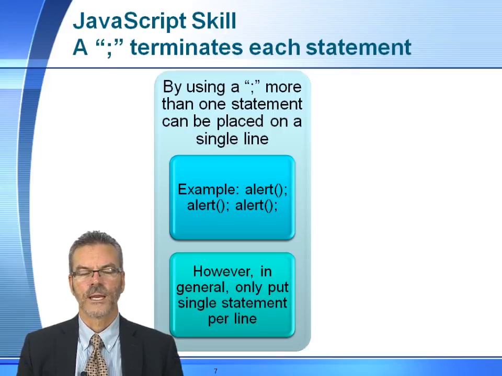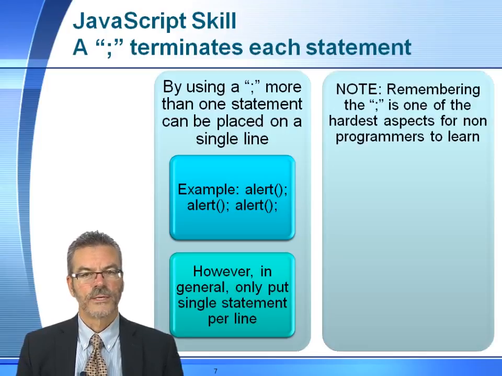So although you could write a single line of code, like we show on the slide, notice I've got 2 alerts on the same line. The recommendation is that in general, you will write a statement and you'll follow that statement with a semicolon, and then you will go to the next line. I want to stress again, remembering the semicolon at the end of the line is one of the hardest aspects of learning programming. Just remember to put that semicolon when you terminate each statement.